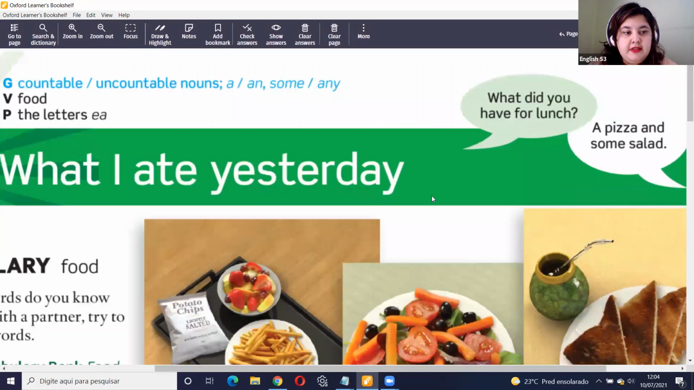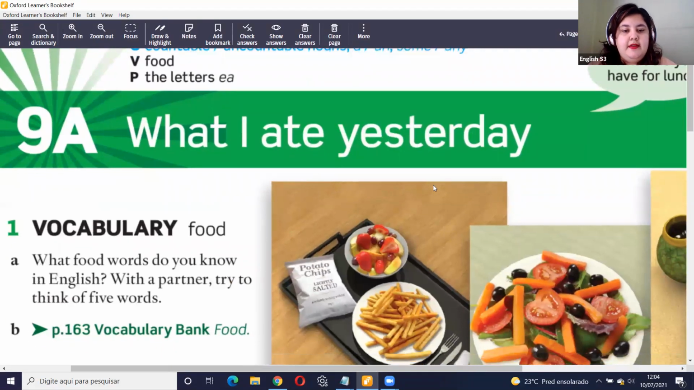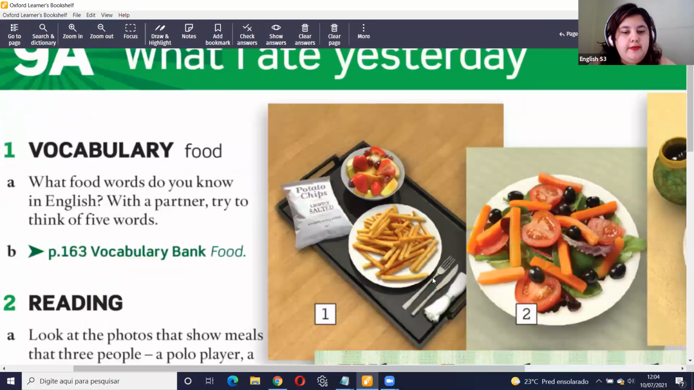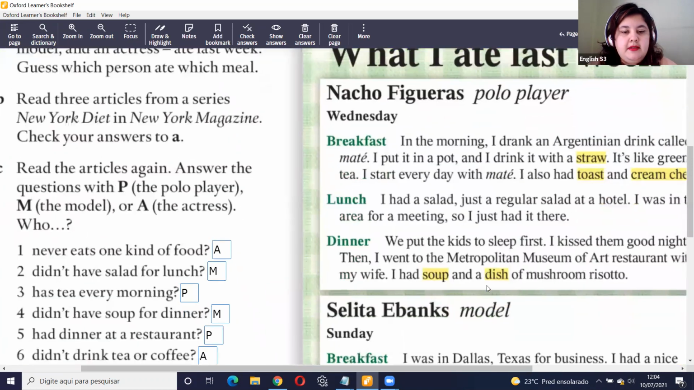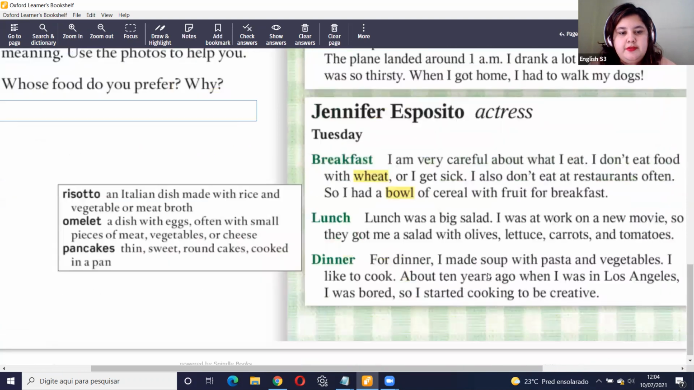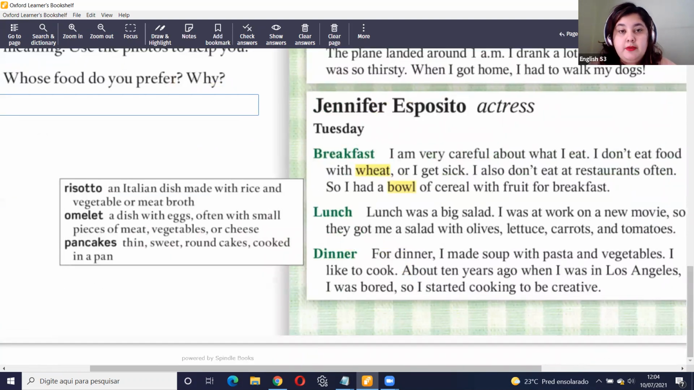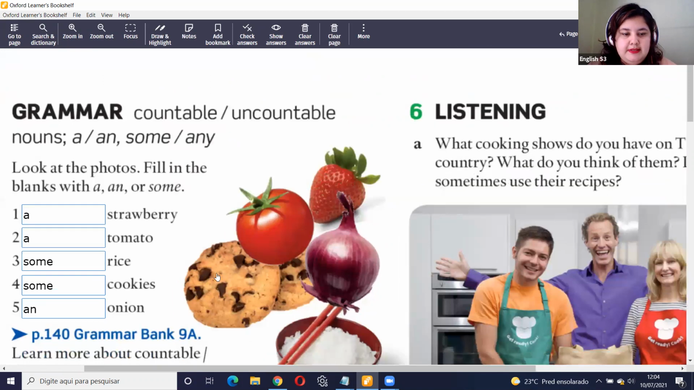And then we had Unit 9A, what I ate yesterday. We saw some vocabulary for food that I'm not going to review with you. But then again, we also saw some part that is very difficult for most students, which is define what is countable and what is uncountable. Let's take a look.